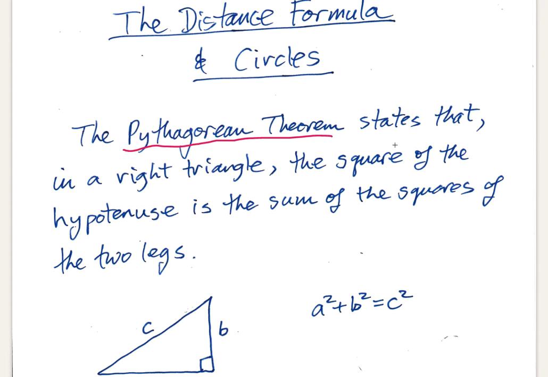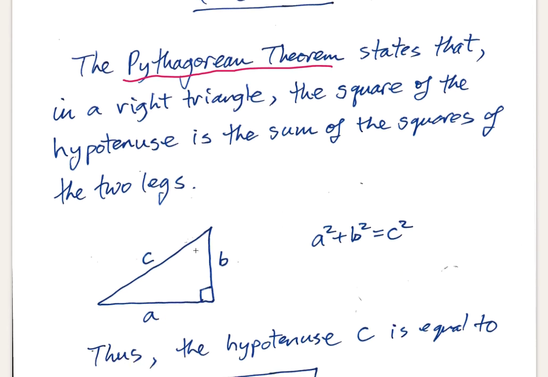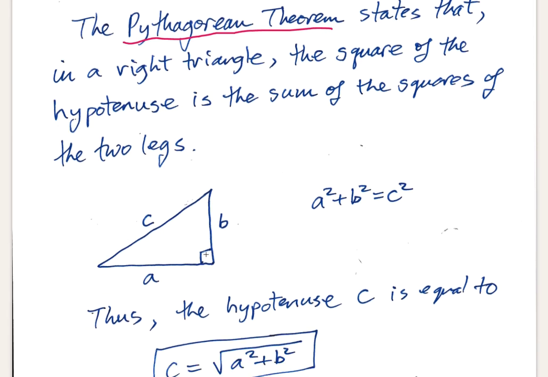The Pythagorean theorem states that in a right triangle, the square of the hypotenuse is the sum of the squares of the two legs. Now, the hypotenuse in a right triangle is the side that's opposite the right angle in the triangle. We usually represent a right angle by making a little square here. So in this drawing that I have, c is the length of that hypotenuse, okay? The two legs are the other two sides. Those have lengths a and b respectively.